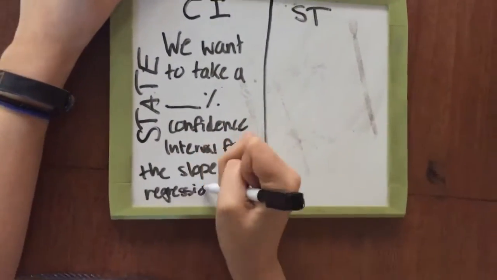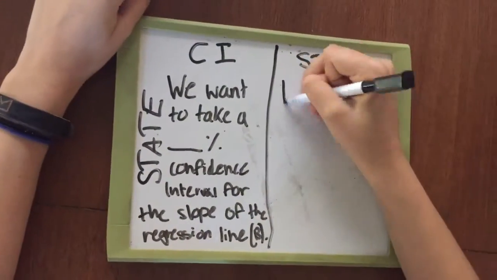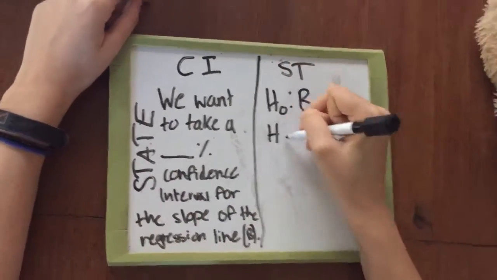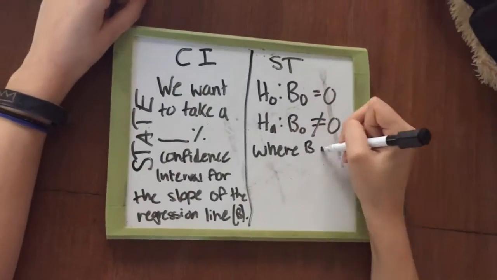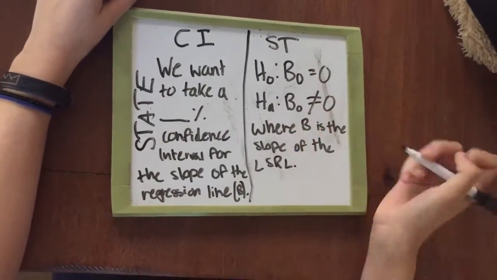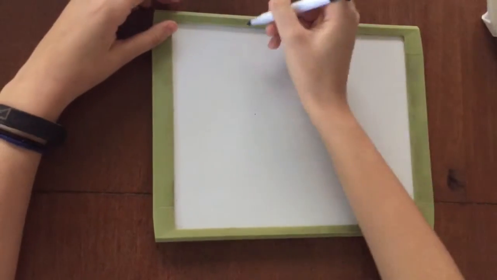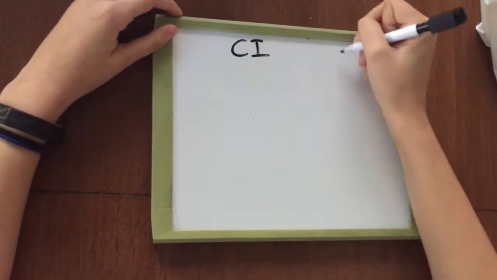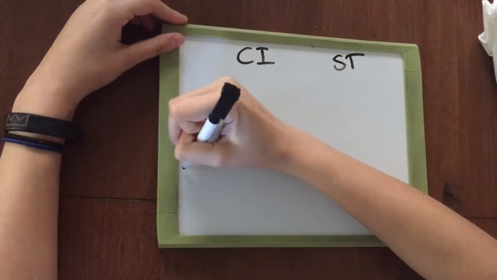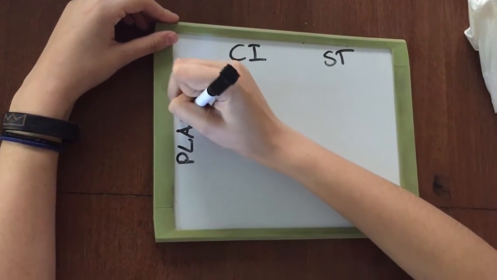For a significance test, we would say the null hypothesis is the slope equals 0, and the alternative hypothesis is the slope does not equal 0, where B is the slope of the least squares regression line, and state the significance level you're testing at. Plan: for both confidence intervals and significance tests, they both follow the same steps. Linear, independent, normal, equal standard deviation, and random.